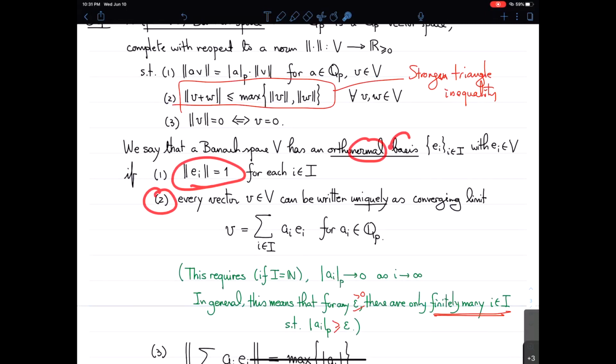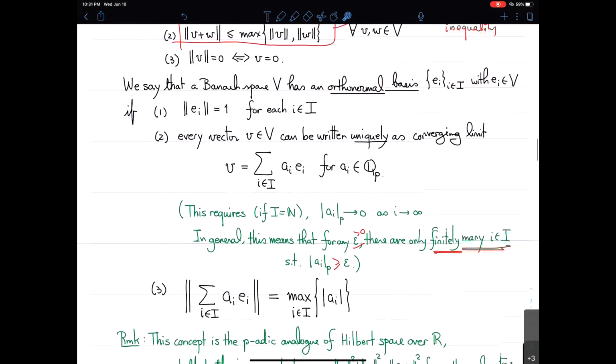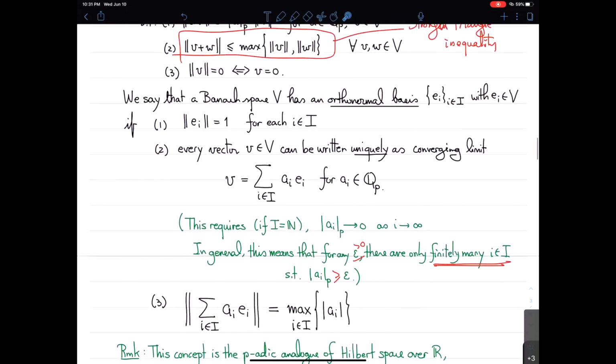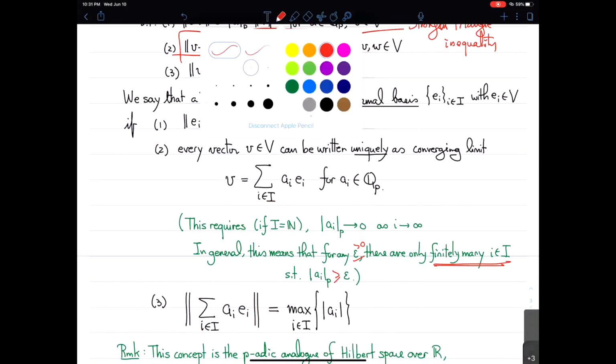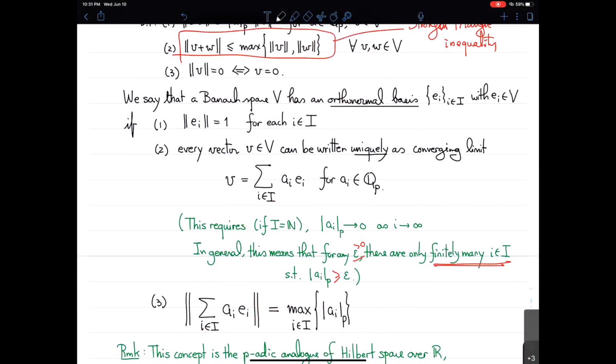Next condition explains the basis. Now I want to explain also what orthogonal means. Orthogonal means that if you take the norm of this vector as written here, then that's just the maximum of the p-adic norm of all the coefficients. Because we know that all but finitely many of these a_i will go to zero as i goes to infinity, so the max will always be achieved for some a_i.